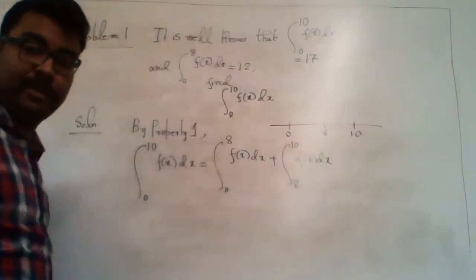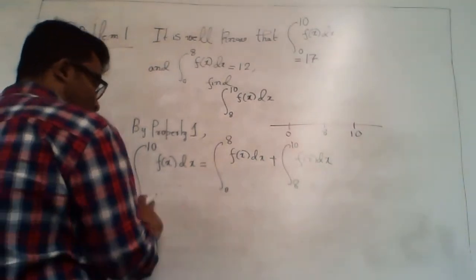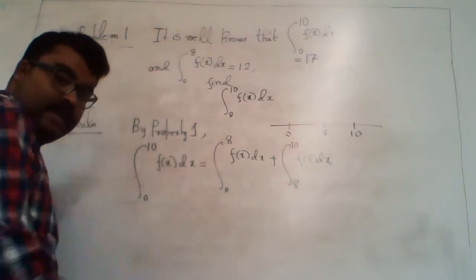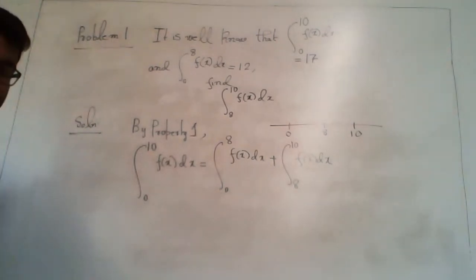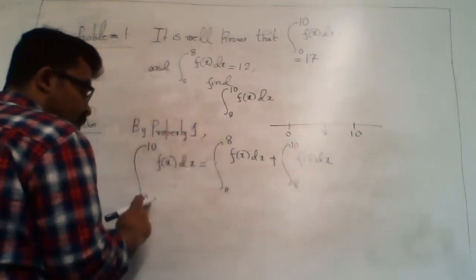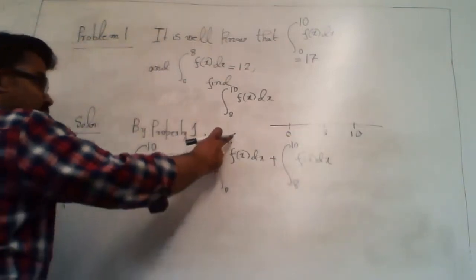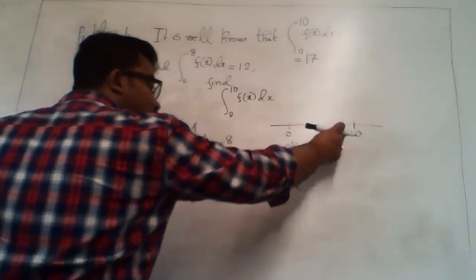We can write it down: integral from 0 to 10 f(x) dx is the same as, first I integrate from 0 to 8. So instead of integrating from 0 to 10, I can first integrate from 0 to 8, then from 8 to 10, and then add them up.